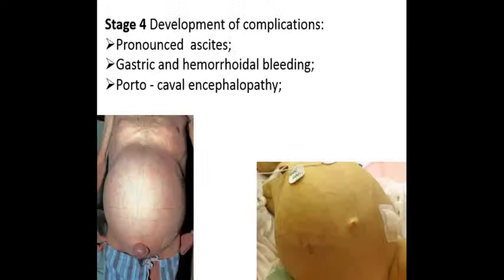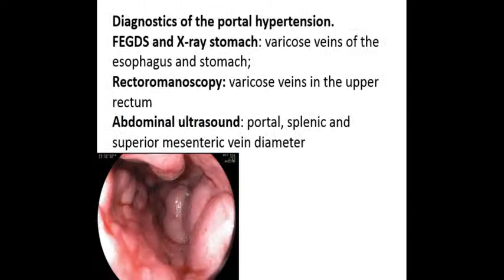And fourth stage, when the patient has complications, it is progressing ascites. If the patient has gastritis and gastric and hemorrhoidal bleeding, and porto-caval encephalopathy.